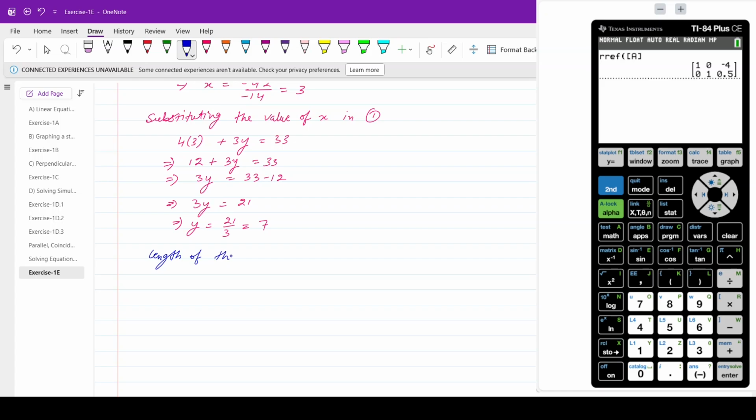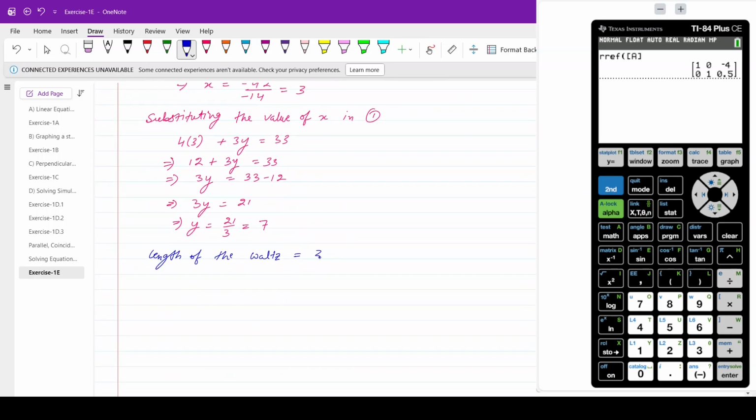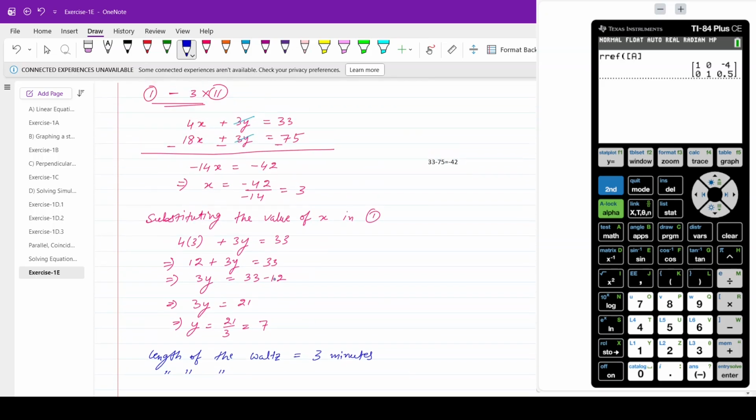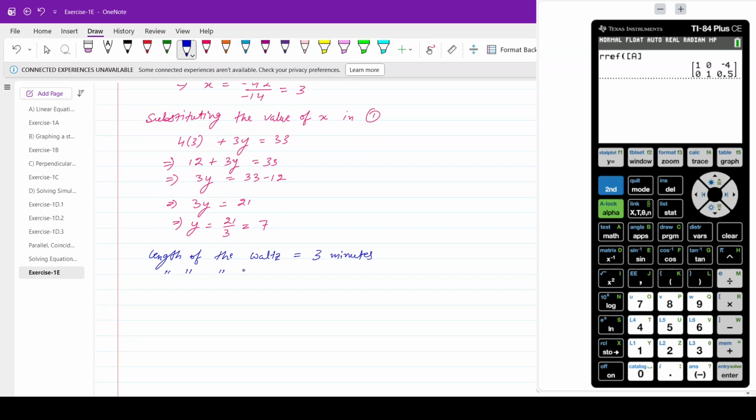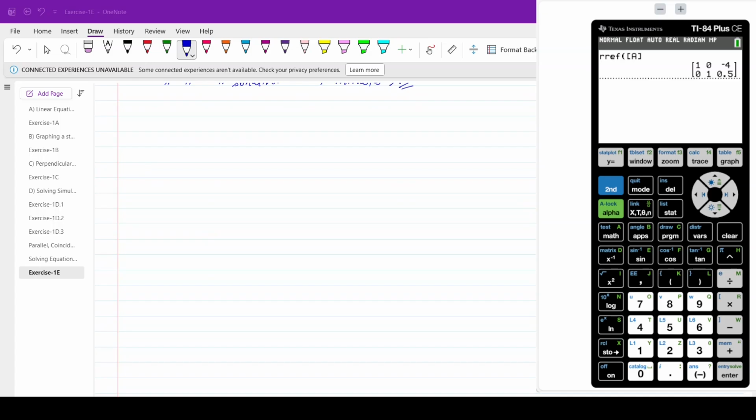Length of the waltz is equal to 3 minutes, and length of the sonatina is equal to 7 minutes. Let's move on to the next question.